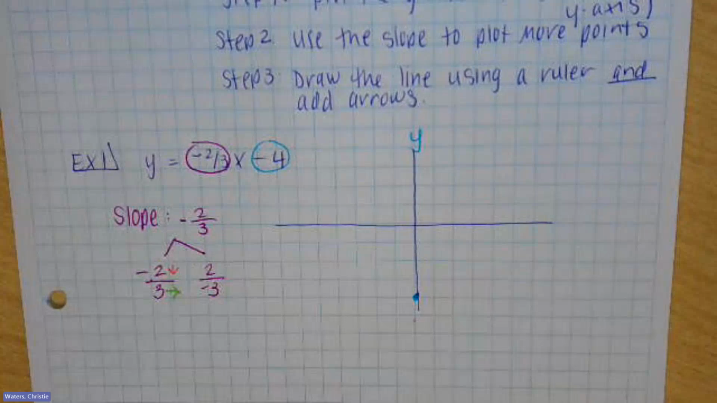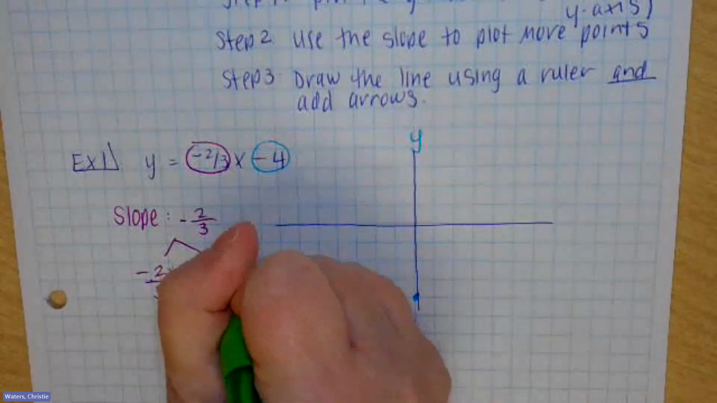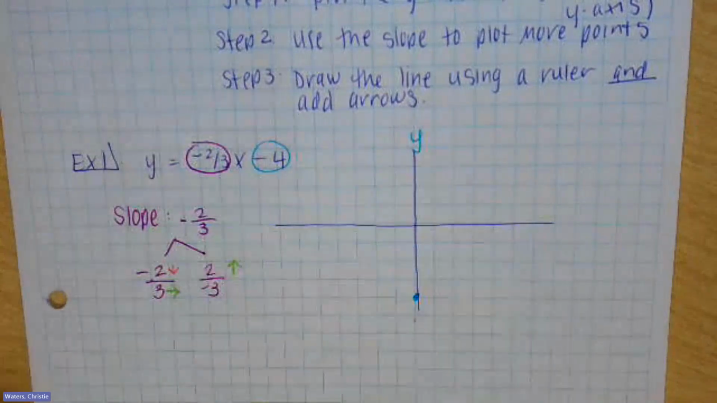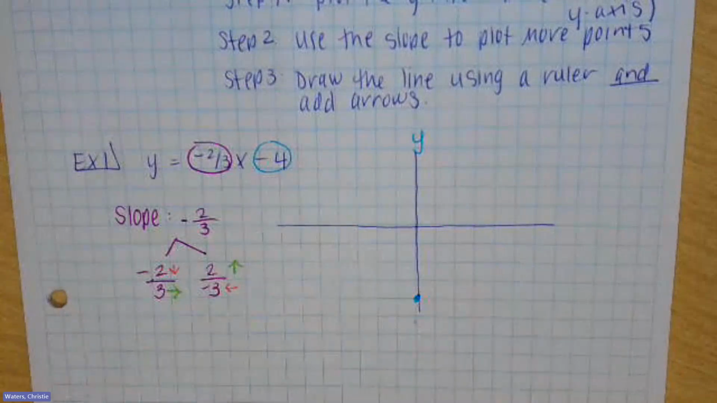Okay, so the top is negative, the bottom is positive. However, when I switch it, both of those switch. So now we're going to go up 2, but then we are going to go left 3. So I'm going to show you both of those here.